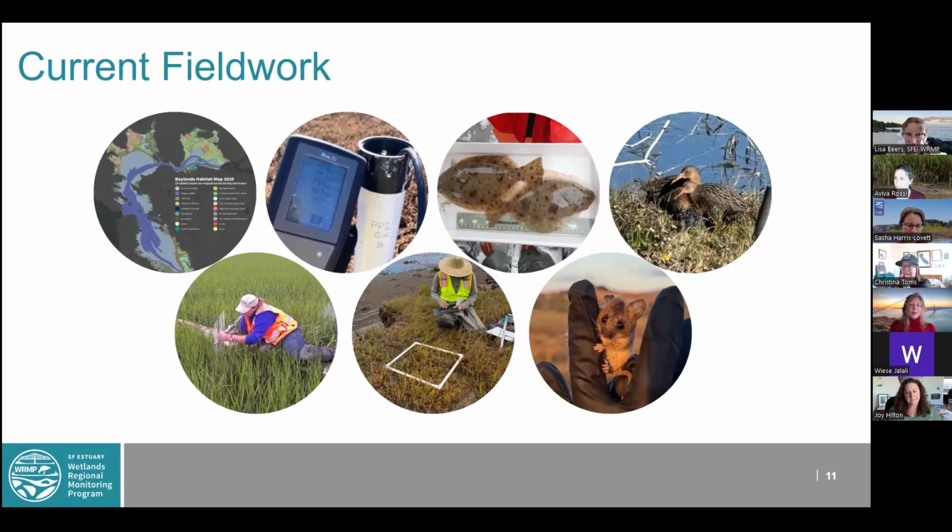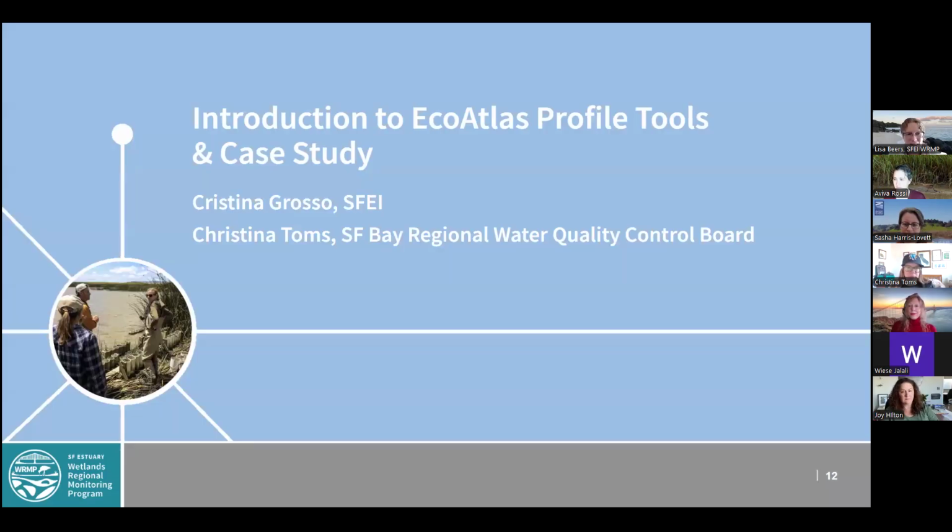We're doing vegetation monitoring across 18 sites, and our colleagues at UC Davis are doing a massive fish survey all across the estuary with over 100 points sampled twice per season. So we have a very broad assortment of data that we're currently collecting, and in the future, we will be collecting information on mammals and birds across the estuary. And with that, I will hand it off to Christina to talk about the profile tools.